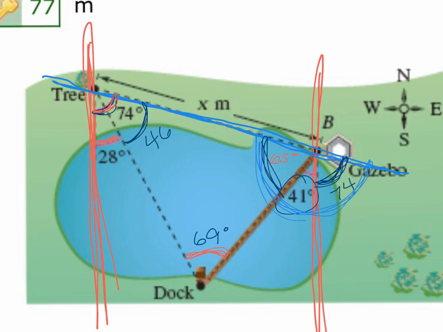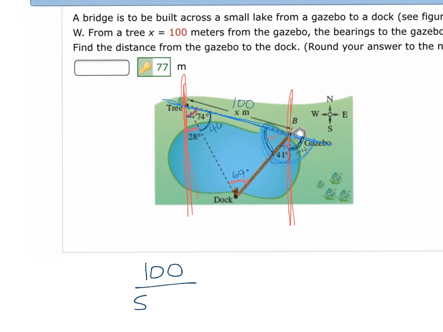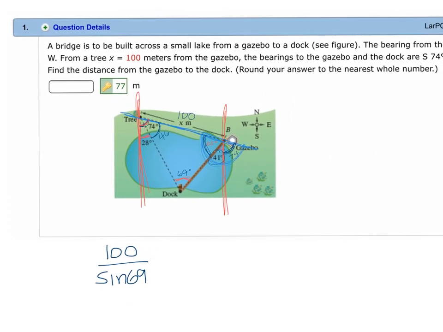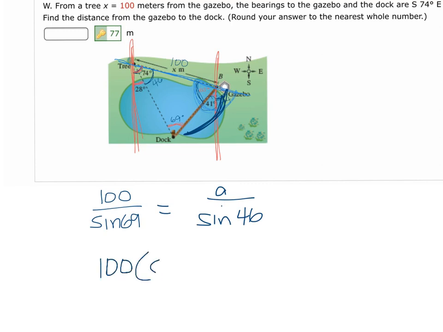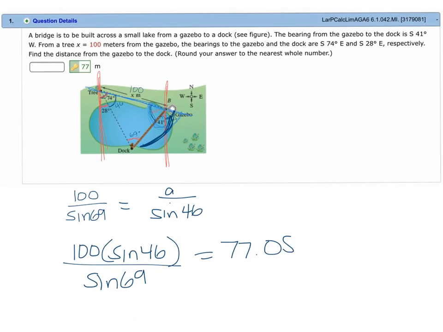Now, can you solve this triangle? Yes, right? This was 100 in this example, but it was different for other ones. But now you've got one complete ratio. It would be 100 opposite the sine of 69, and you're trying to find the distance from the gazebo to the dock. So you're trying to find this side. Let's say that's A or X or whatever you want to call it. It would be opposite the sine of 46. And then cross multiply and divide. So your numbers, again, might have been different, but the setup was the same. This is that 77.05, and in the directions it said nearest whole number. So 77 meters.